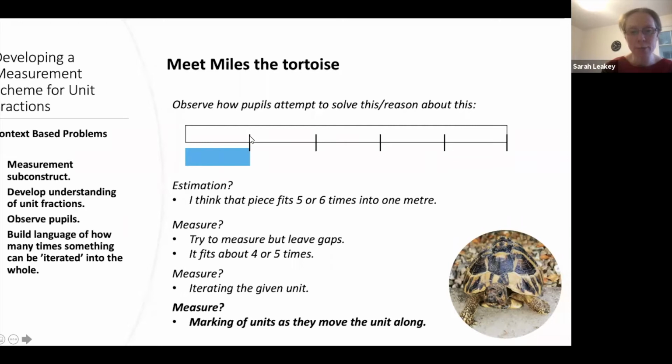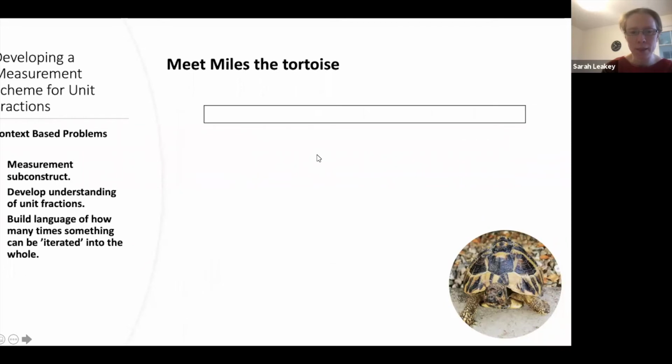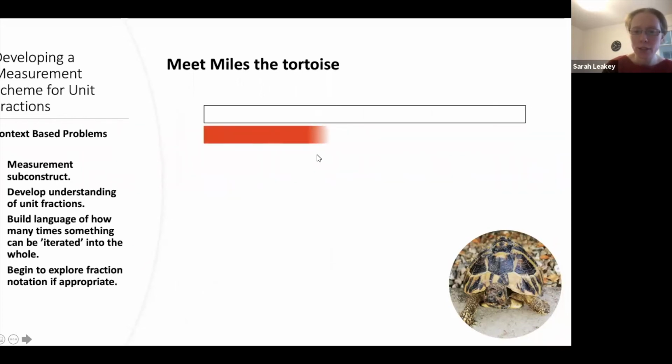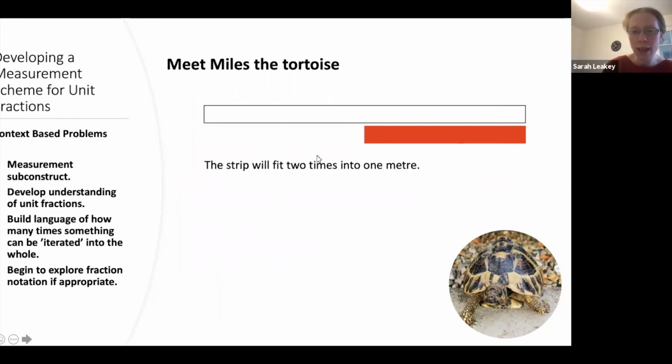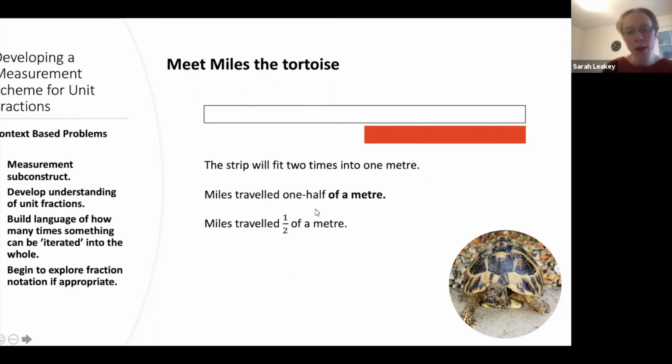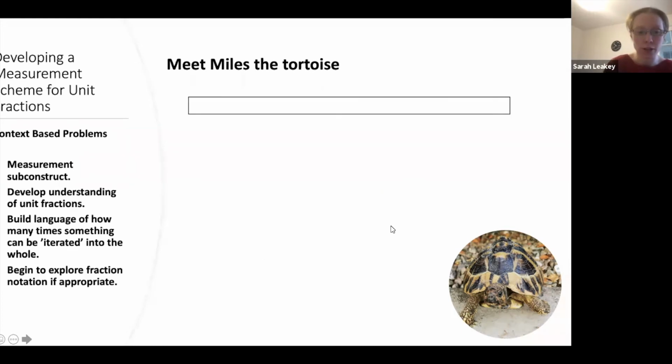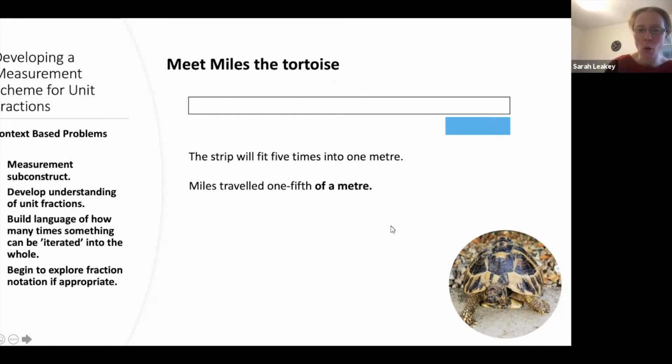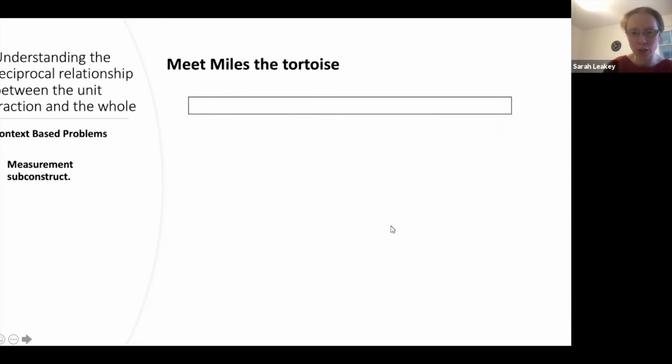Another way that you'll see is pupils marking off these units, moving it along, marking it again, and so on. Through this understanding, they'll start to make sense of what's going on here, and you'll have children saying, this strip will fit 2 times into 1 metre, Miles travelled 1/2 of a metre, and you might get some pupils using the fraction notation here as well. And then they'll start to build the connections with other unit fractions. They've seen that this fits 5 times into the whole, so Miles travelled 1/5 of a metre. And again, you might get different notations for that too.